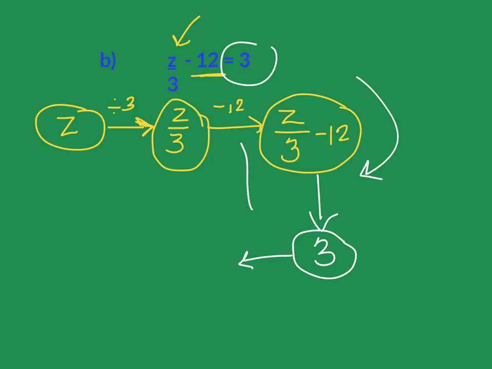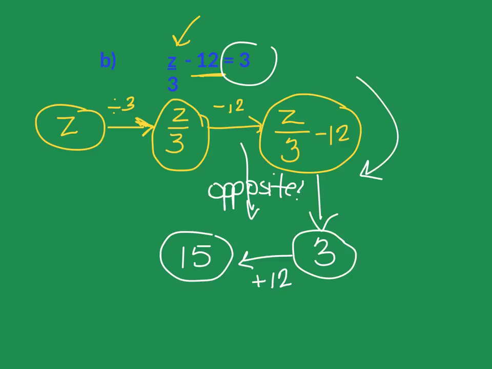I ask my question here, what's the opposite? Every single time, what is the opposite? The opposite of minus 12 is plus 12. 3 plus 12, I know, is 15. And then again, what's the opposite? That action up top, when I go forward, is divide by 3. The opposite of dividing by 3, of course, is to multiply by 3.